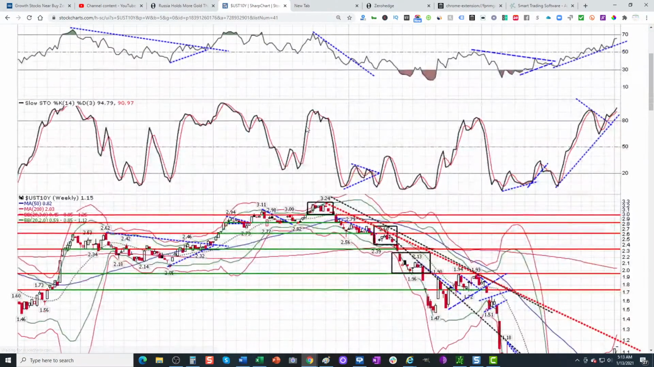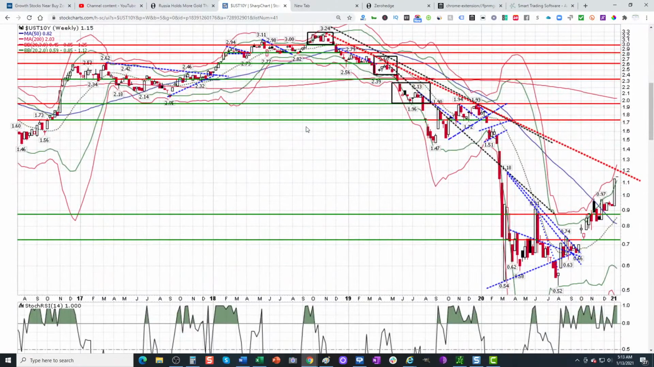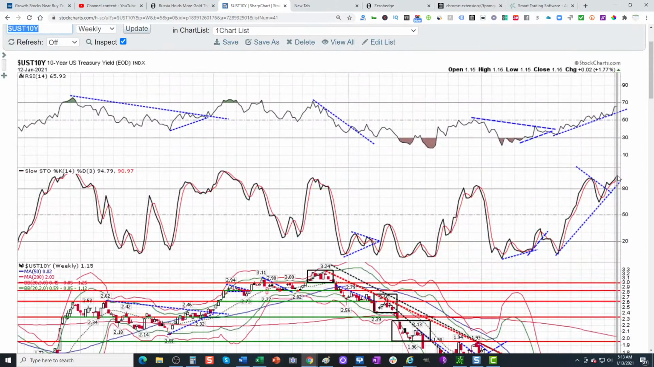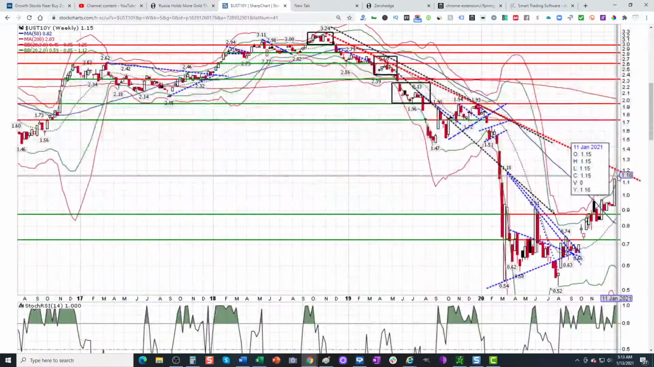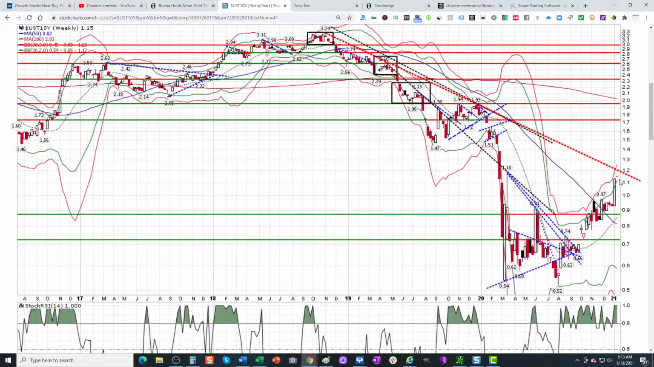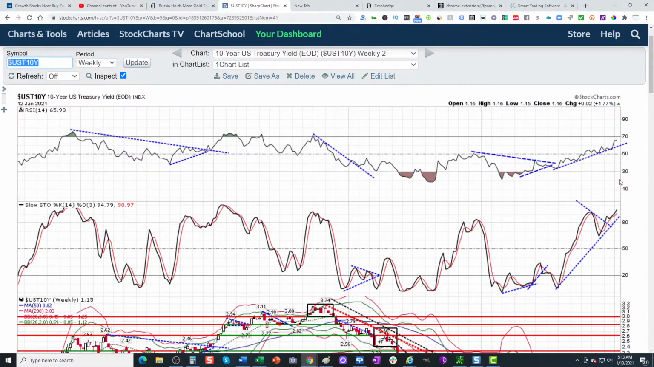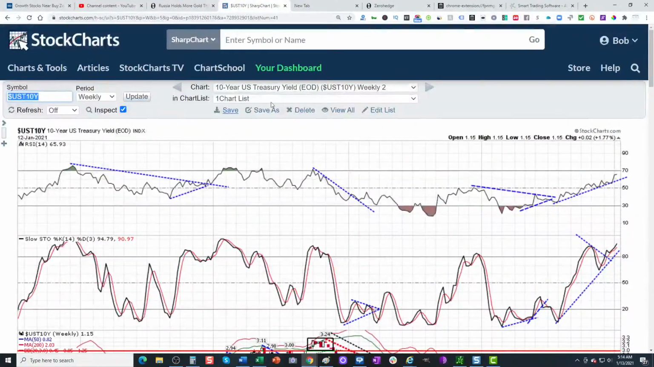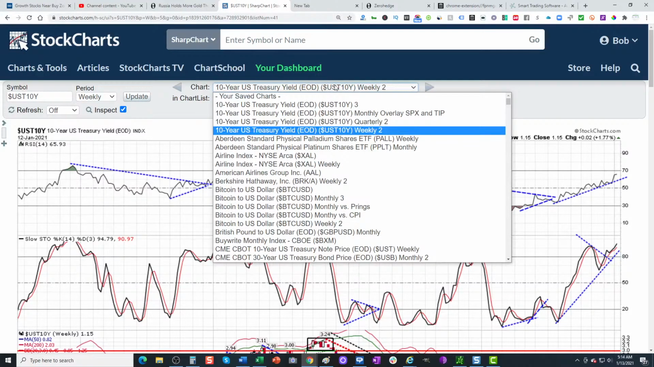So here's the weekly chart of the 10-year bond. New weekly highs, pretty much flat yesterday, but new weekly highs. Very strong chart, but it was due to take a pause.